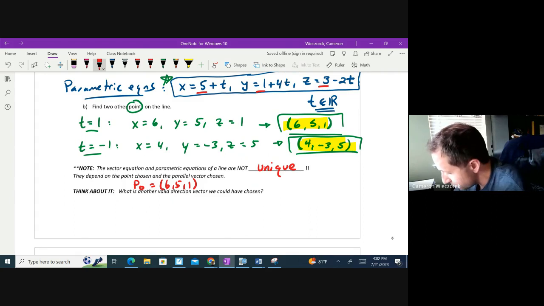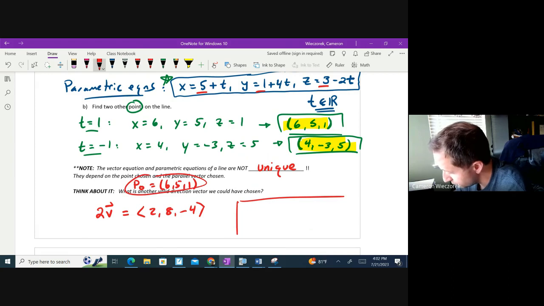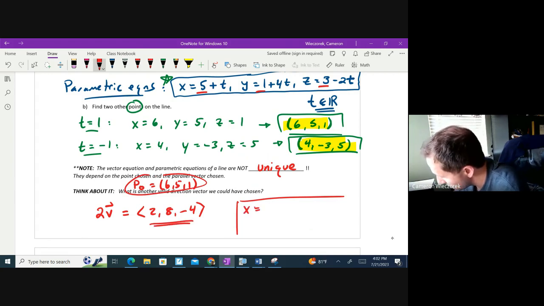So what if I had used 2v as my direction vector? So then I would have had [2, 8, -4]. Well, then my parametric equations, if I use this as my initial point and this is my new direction vector, then I would have x equals 6 plus 2t, y equals 5 plus 8t, and z equals 1 minus 4t.